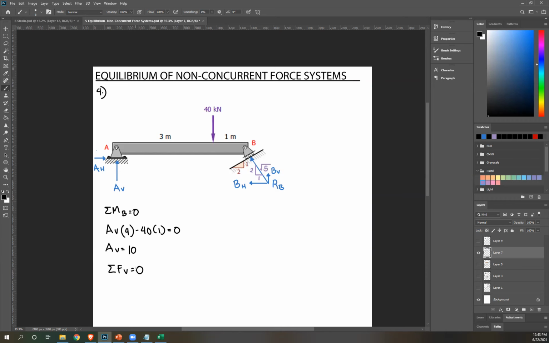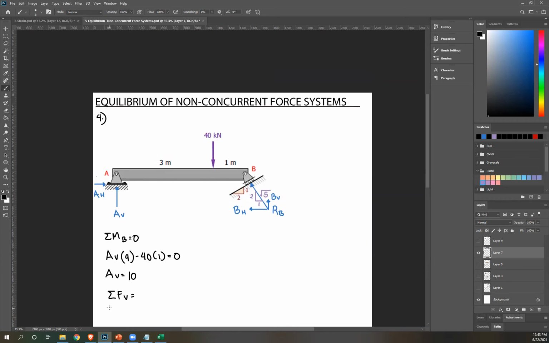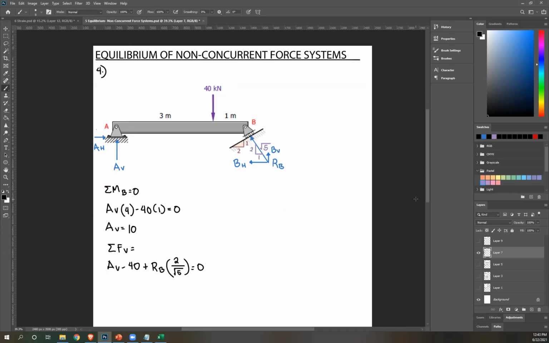So vertical, we have AV as upward, 40 downward, and then BV upward. And again, BV is just the vertical component of RB. So plus RB, then get the vertical component, that's vertical side over hypotenuse. There's no other force. So equate that to 0 and solve for RB. Since AV is 10. Correct, it's 33.54.